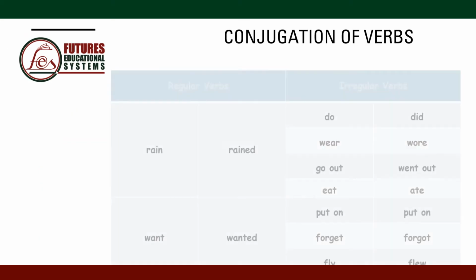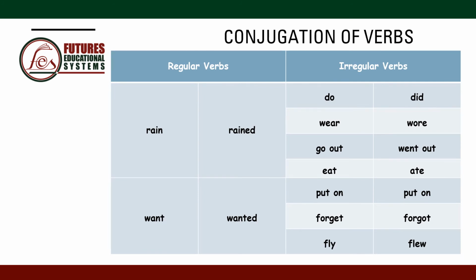Conjugation of verbs. Again, regular verbs and irregular verbs. For the regular verbs, we have only two verbs. Rain, rained. We add ed to the verb to form the past simple tense. Want, wanted. Again, we add ed.